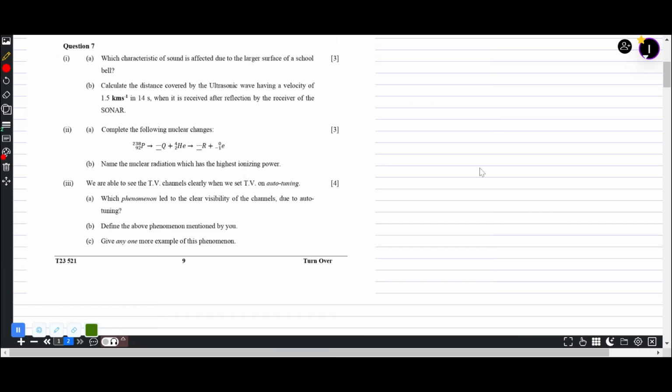Hi. I think I left one question. Question number 7, first part. I'll cover it right now. The question was: which characteristic of sound is affected due to the larger surface of a school bell? Now, all of you go to school, right? So you tell me. It is actually amplitude. So the answer is amplitude.